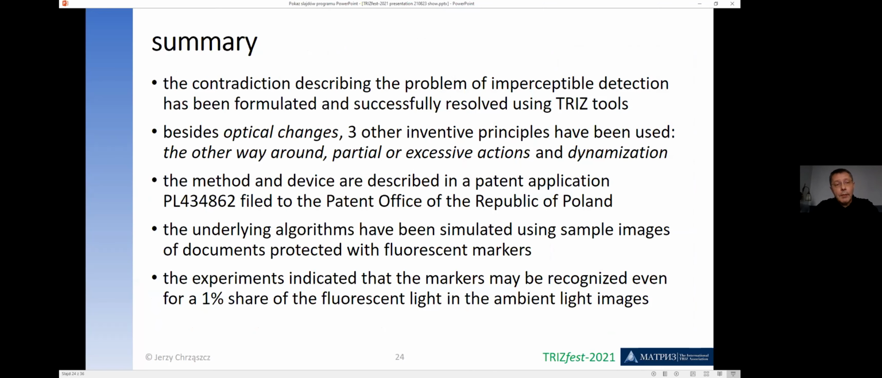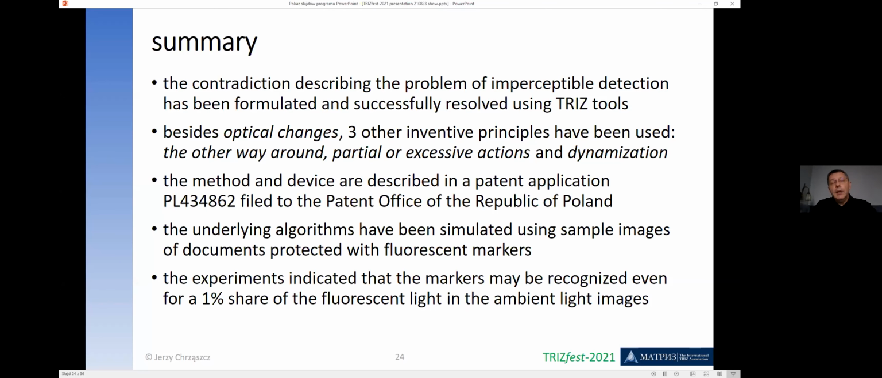Concluding, the problem of imperceptible detection of fluorescence in ambient light condition was formulated, analyzed, and solved using TRIZ tools. The solution idea generated within this project was verified and developed into a patent application, one so far, but two others are coming, filed to the Polish Patent Office.